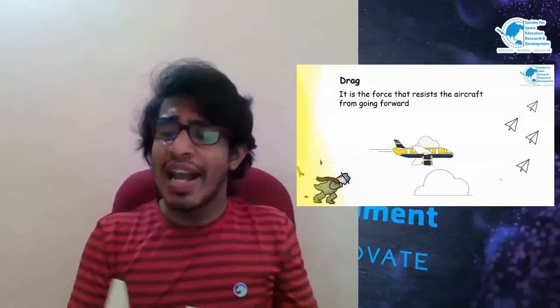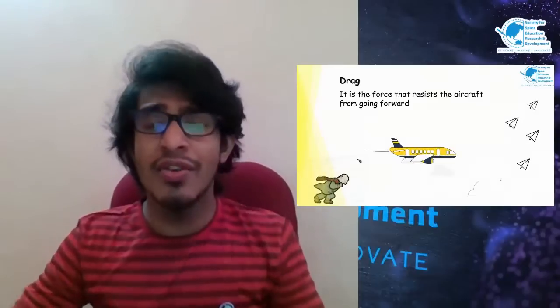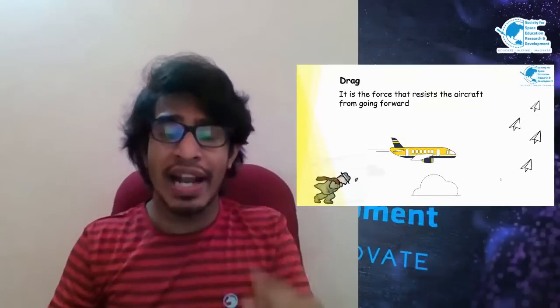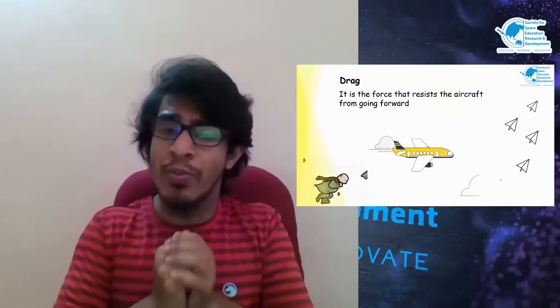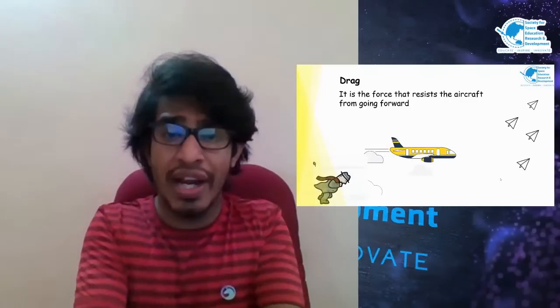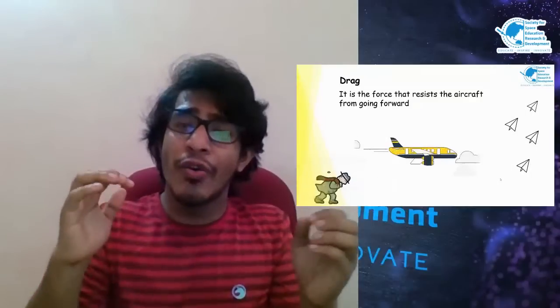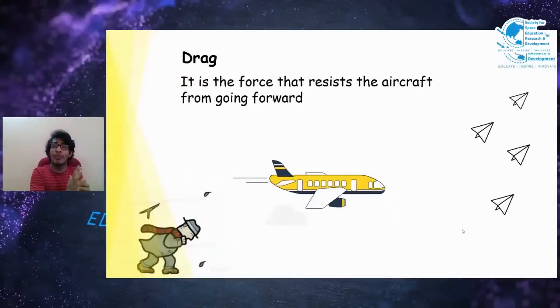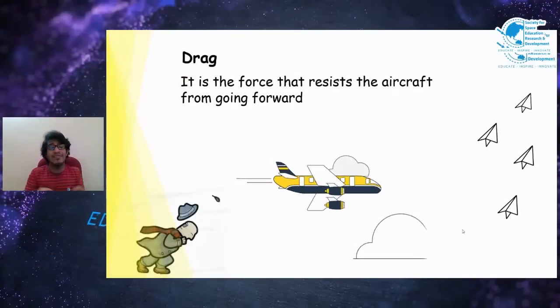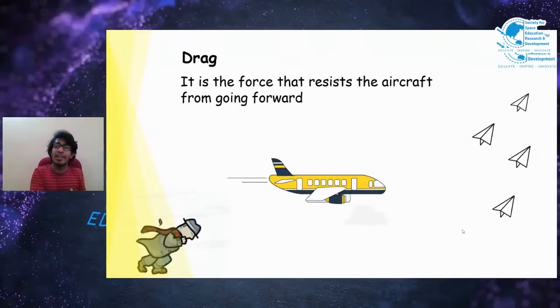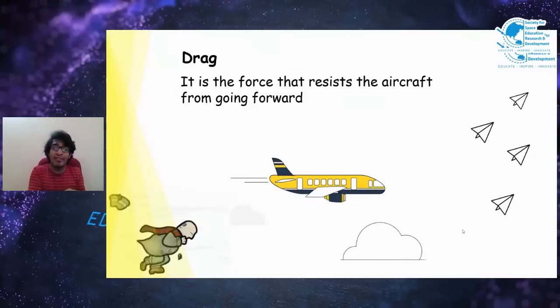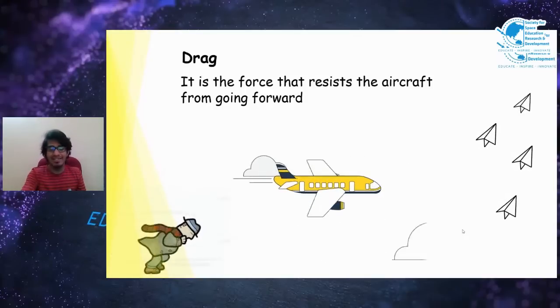from going forward. It is similar to the person walking on the screen against the direction of wind. When you're trying to move against the direction of the wind, you will be facing what is called resistance. You will find it very difficult to go forward. The force that prevents you from going forward is what we call drag.